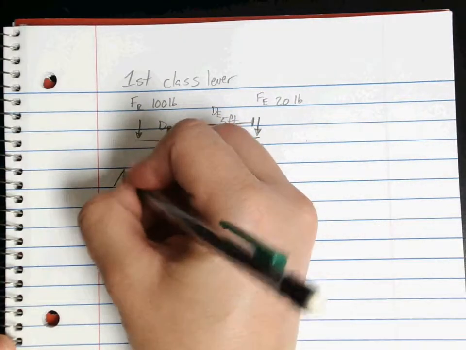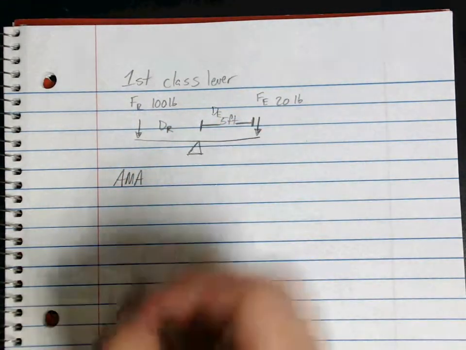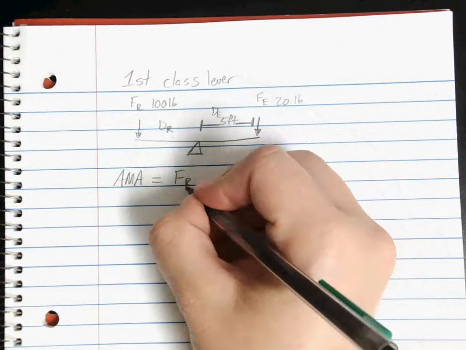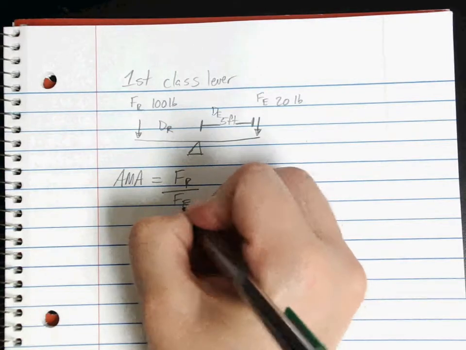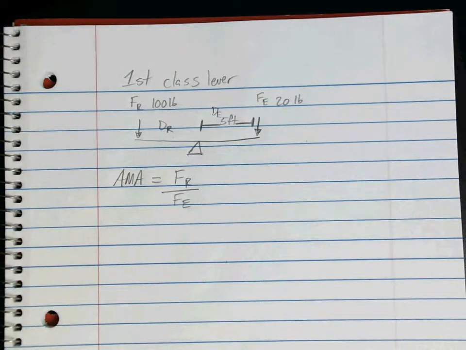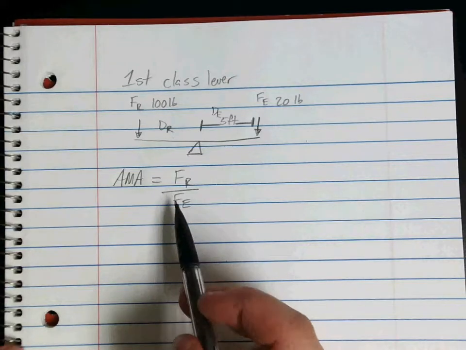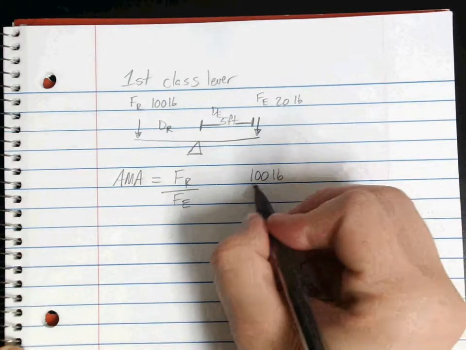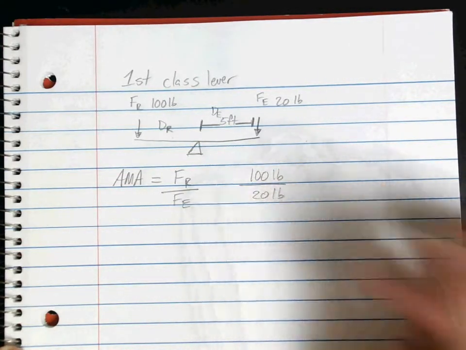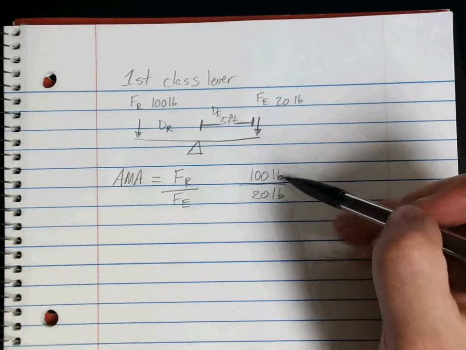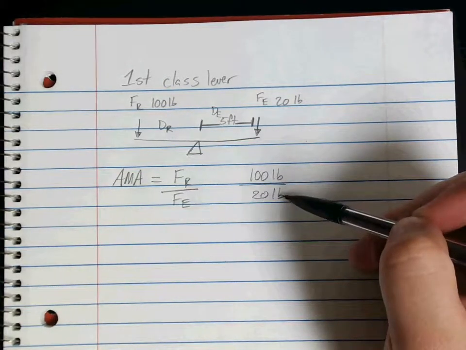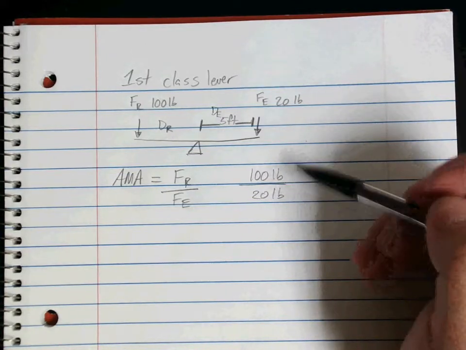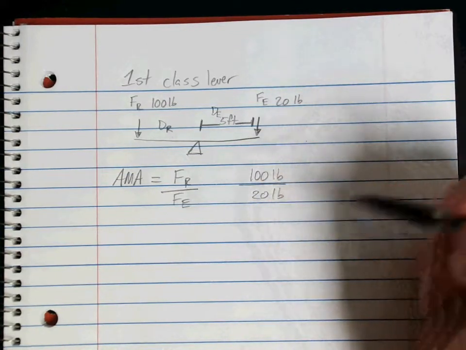Alright, so actual mechanical advantage, remember it's AMA, and it is our resistance force divided by our effort force. And we know both of those values, so we can just plug that into our equation right here. So our FR was 100, so we put 100 pounds. Our FE was 20, so we put 20 pounds. Make sure you're including your units, because they will cancel out in this case, but in some other problems you might need to actually know what's left over. Okay, so please just make sure you're using those units.